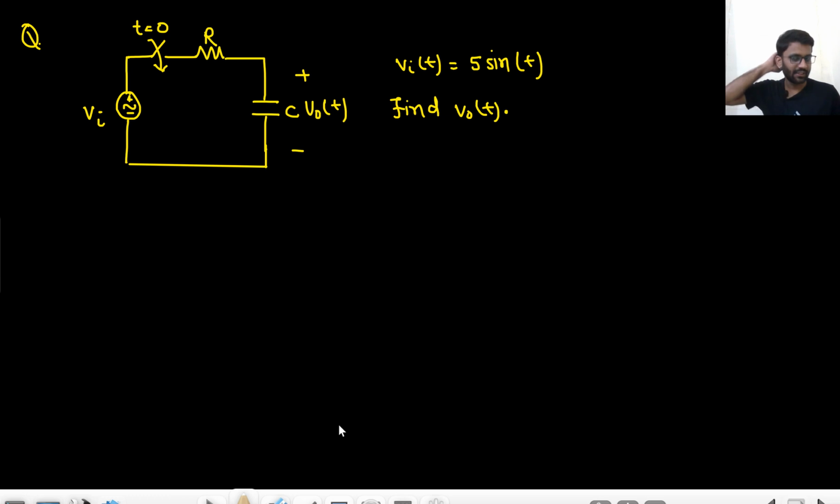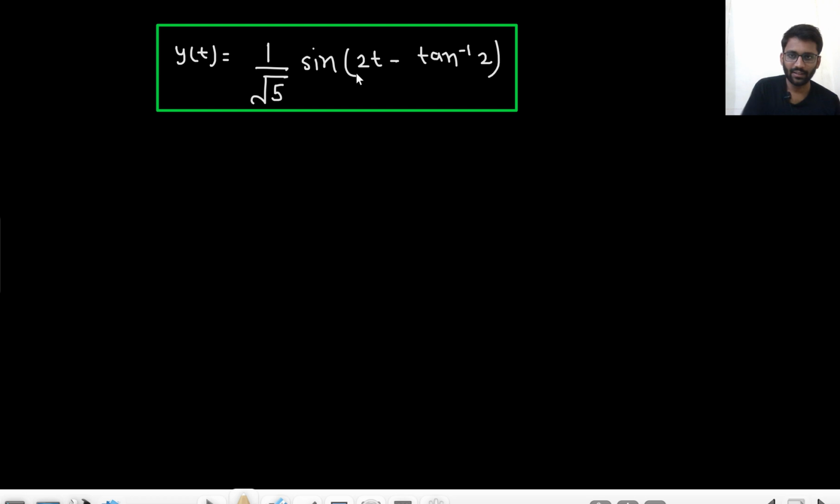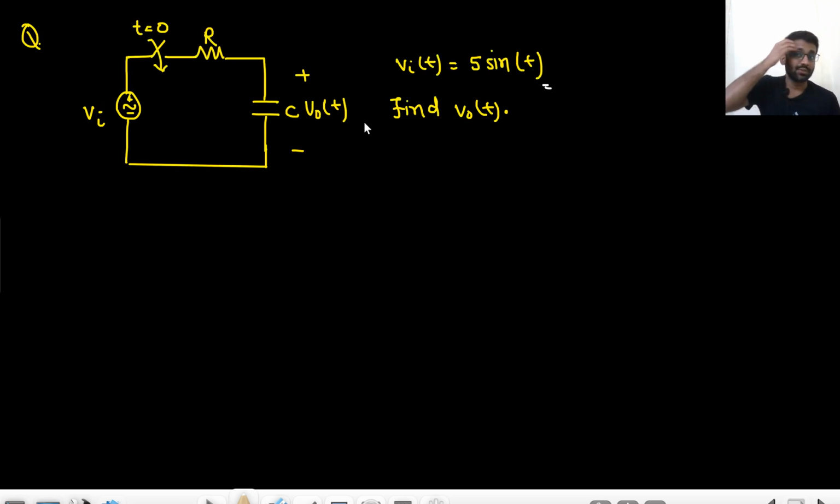So this is what we see here now. This is my input, 5 sin t. You need to find the value of v naught t. This is my question now. Here y(t) was my steady state response. Just remember it, steady state output. Now my switch is closed at t equals 0. You need to find v naught t. So let's just find v naught t.